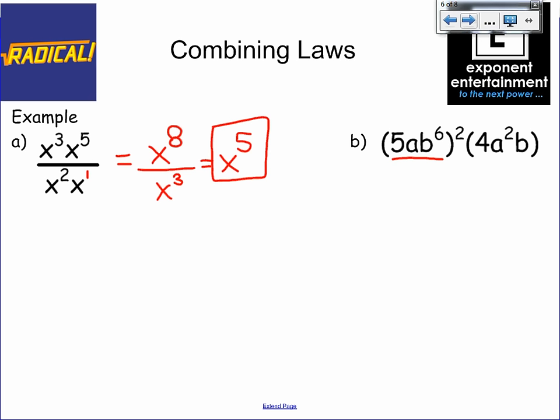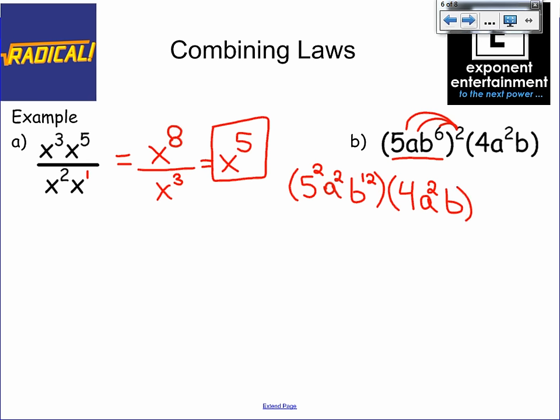So the first step we want to do is we want to move that 2 into everything, including the 5. So we now have 5 squared, a squared, b to the power of 12, and that is times 4a squared b. We now can continue with BEDMAS because we have dealt with our exponent. We get to division, there's no division. We get to multiplication, and we see that we can start combining some things.